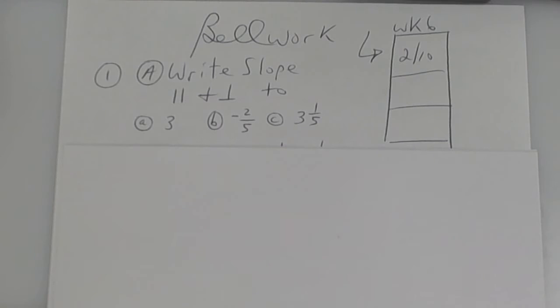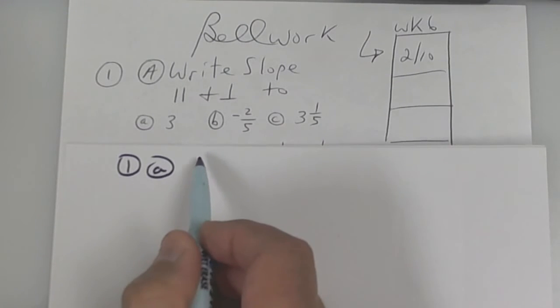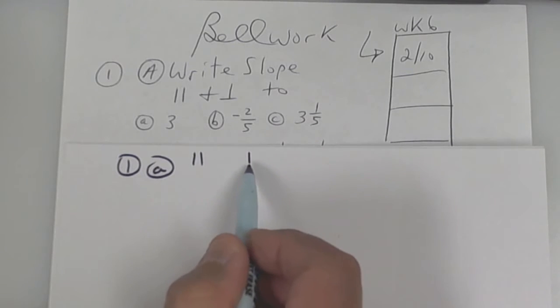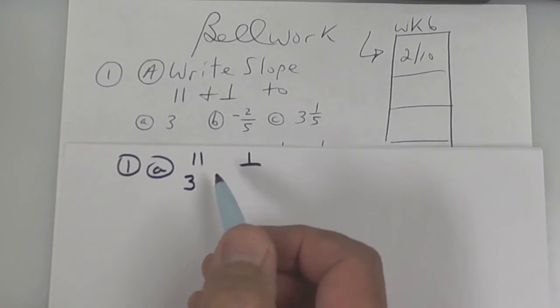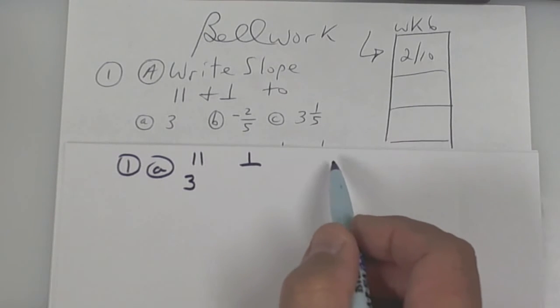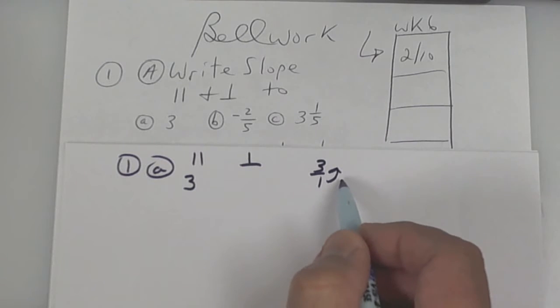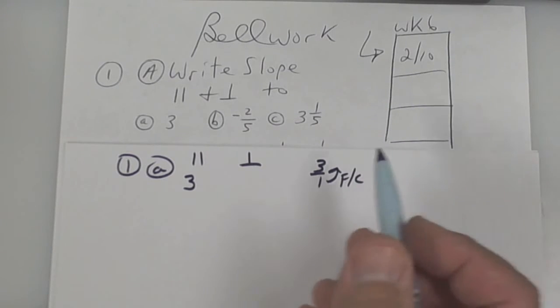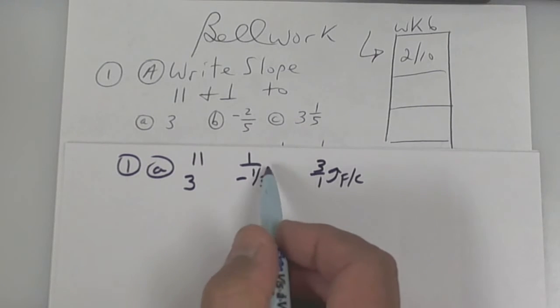Remember, parallel uses the same slope. For number 1, little a, it would be parallel, perpendicular. Okay, so parallel would be 3. Perpendicular, you would have to write it as a fraction, which is 3 over 1, and then flip and change. So flip, FC, flip change. So it would have to be a negative 1/3. Make sure you know that, okay?